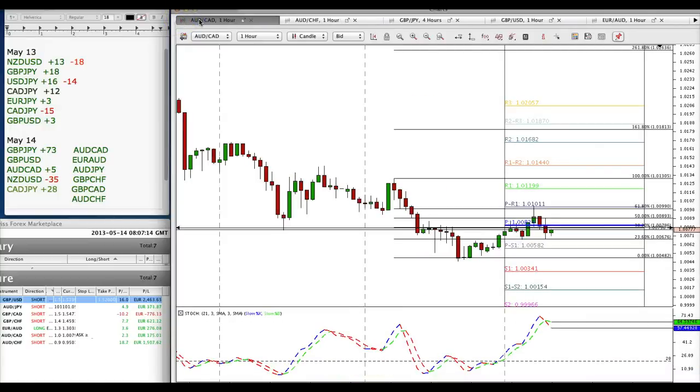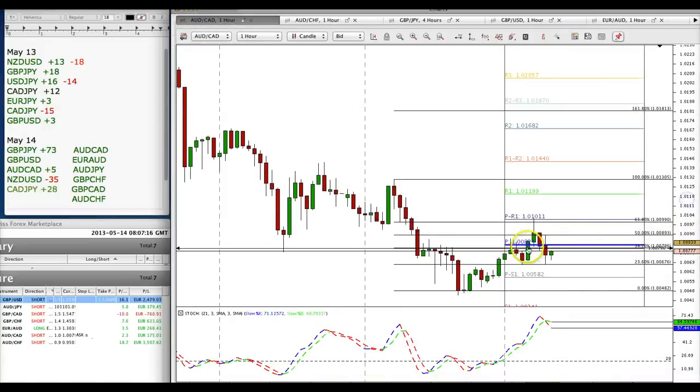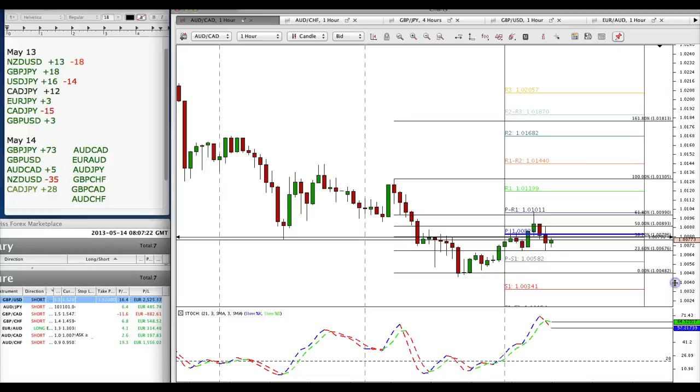And Aussie CAD. Oh, here it was. Aussie CAD did penetrate the main pivot point, but managed to close below. So I'm hoping it can print lower, and it should, because price action is below the main pivot point on the 4-hour and 1-hour chart.